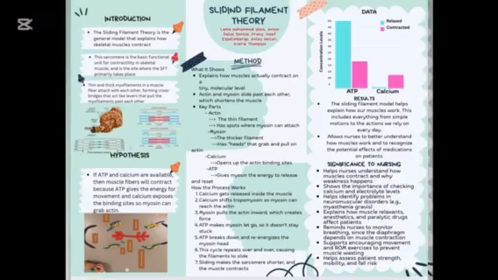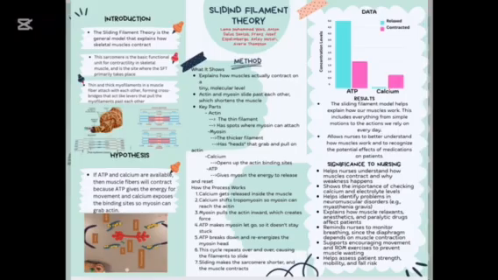The sliding filament theory explains how muscles actually contract on a tiny molecular level. Actin and myosin slide past each other, which shortens the muscle. Some key parts are actin, which is the thin filament and has spots where myosin can attach. Myosin is the thicker filament and has heads that grab and pull on actin. Another key part is calcium, which opens up the actin binding sites, and ATP, which gives myosin the energy to release and reset.